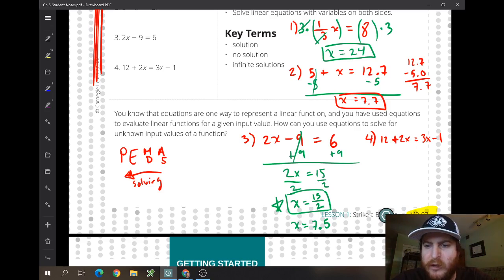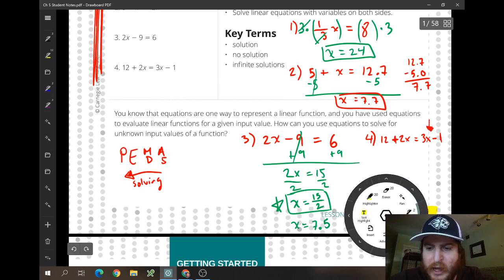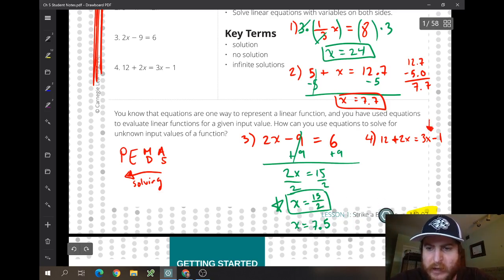But what I'm going to tell you, the easiest way to do it is to put x on the side that has the biggest coefficient. So the biggest coefficient is 3, right? We have 2x and 3x. So actually, I want to get x onto this side because that's my biggest coefficient. That's kind of how I do it. It helps with not having to deal with too many negative numbers. So I'm going to subtract 2x from both sides.